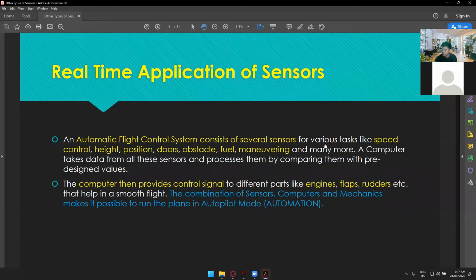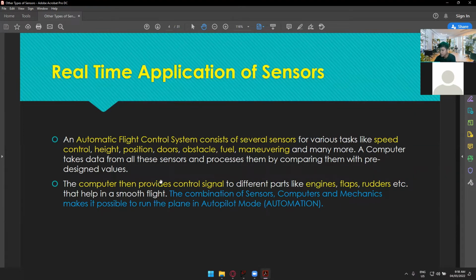I'm not really an expert when it comes to how to drive or what things are happening in an airplane, but here are the basics of what it can control, sense, or automate. The computer takes data from all the sensors and processes them by comparing them with pre-designed values. I will not go further into speed control, height, and so on, just to give you an idea of what is happening with this automatic flight control system.